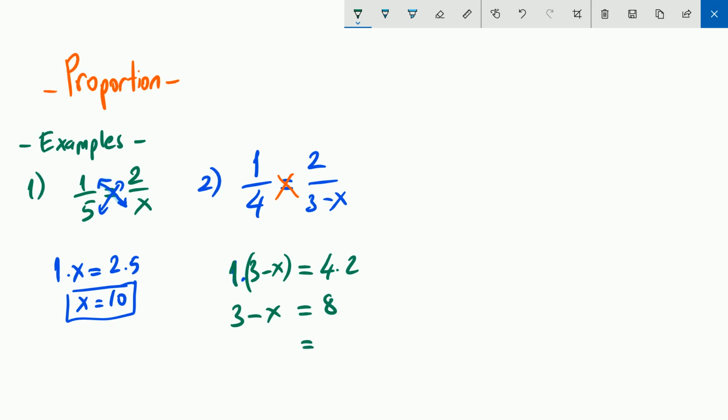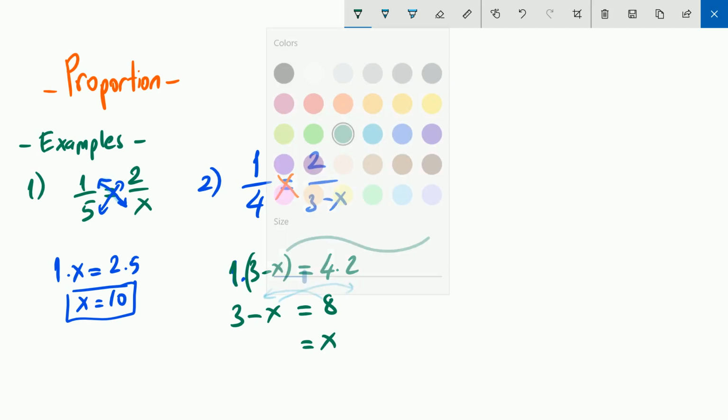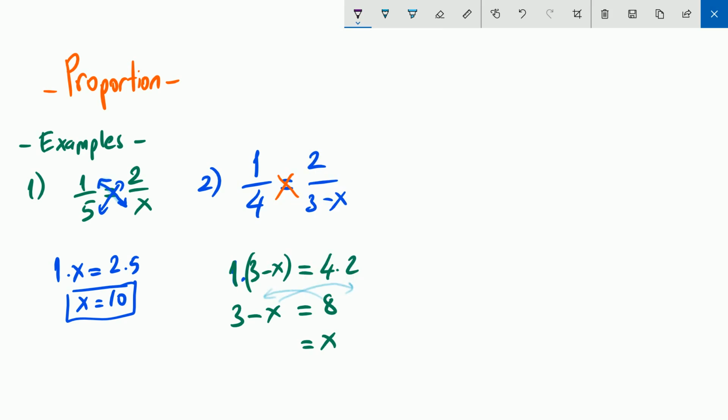Now negative x goes to the right side as a positive number. Let me show you. It goes to the right side. But 8 comes to the left side because I want to see numbers on the left side and the variable, which is x, on the right side. 3 minus 8 is negative 5, equals x.